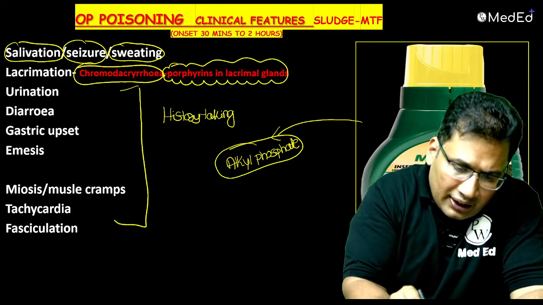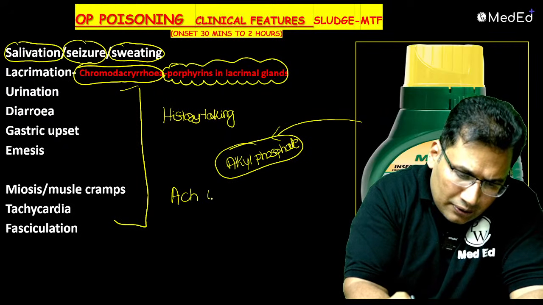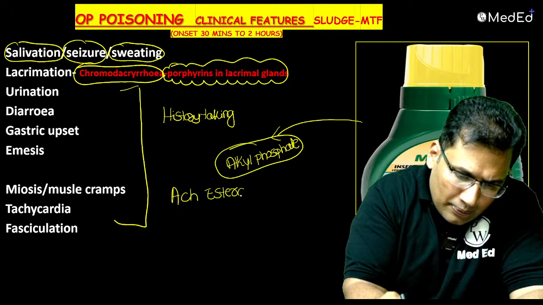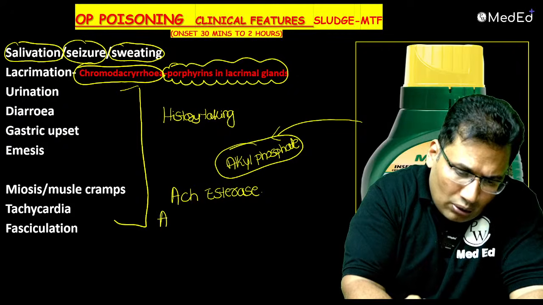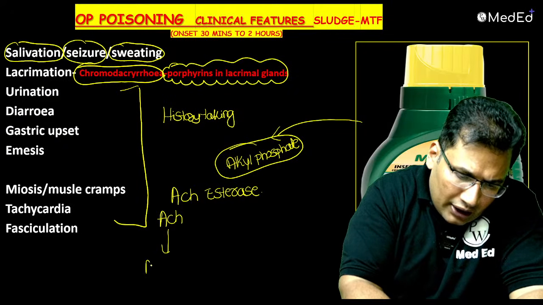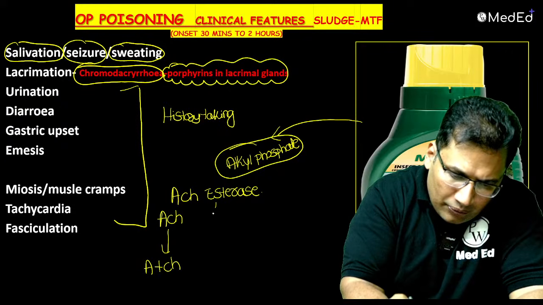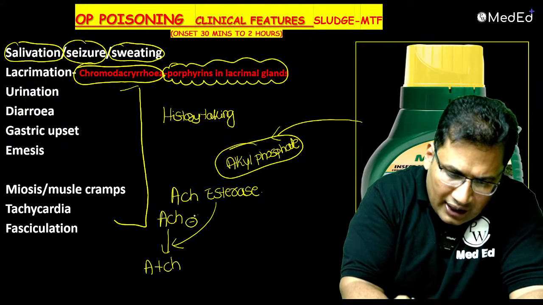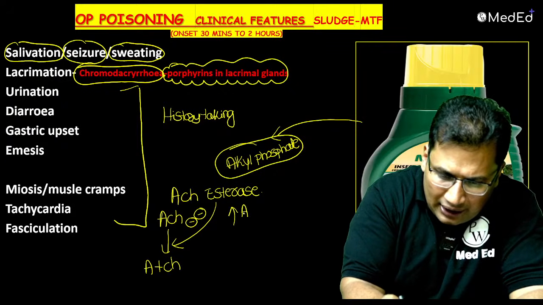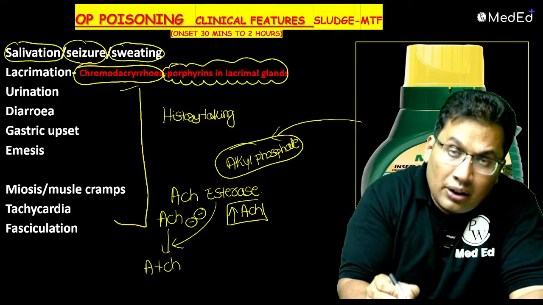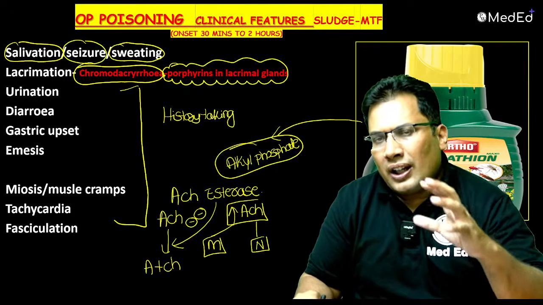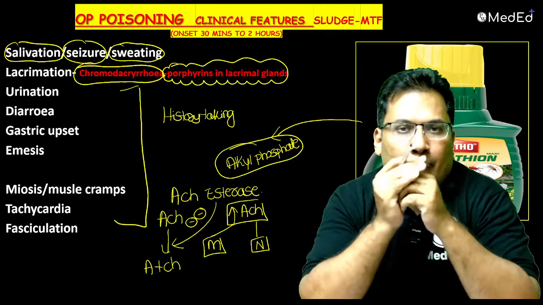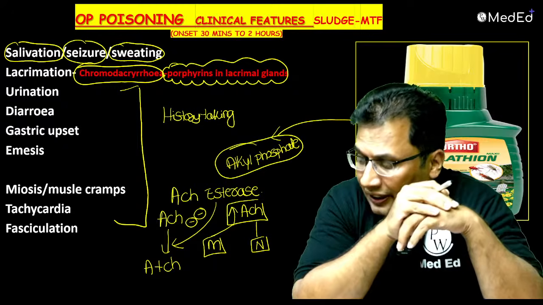The mechanism of action: it inhibits acetylcholinesterase. What is the function of acetylcholinesterase? It is the breakdown of acetylcholine into acetate plus choline. So when this reaction is inhibited, there will be high levels of acetylcholine which acts on muscarinic receptors and nicotinic receptors. So there are muscarinic symptoms and nicotinic symptoms because of high levels of acetylcholine.